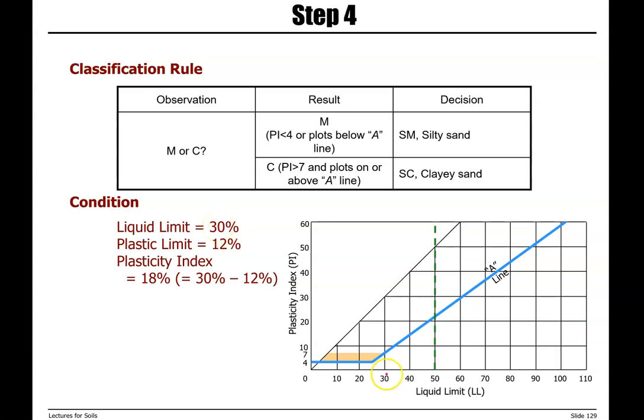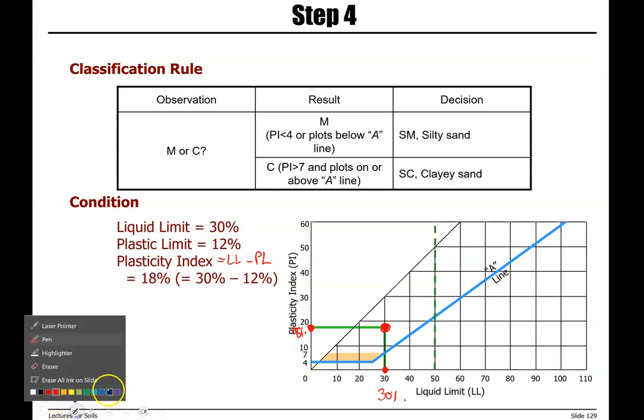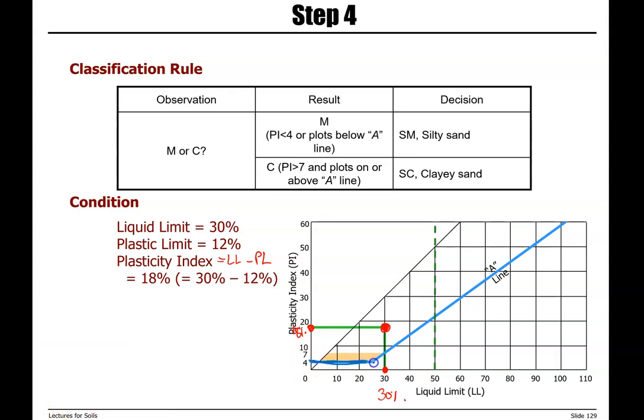Liquid limit is 30. That's our liquid limit. Plasticity index is liquid limit minus plastic limit. So 30% minus 12%, which gives us 18%. So you see that our point plots above A line. A line is the blue line that you see here. This blue line that you see in the plasticity chart is called A line.